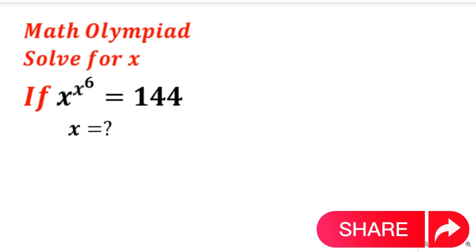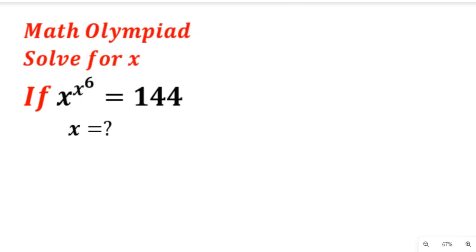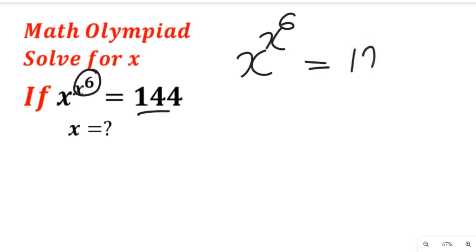And now let's look at the solution of this. You will see that the left hand side of this equation has a power of 6, while the right hand side doesn't have any power. So the first job we need to do is to make sure that both sides have a power. Now, if we want to do that, we can simply say that this is x to the power of x to the power of 6, and this will be equal to 12 to the power of 2, which is 144.